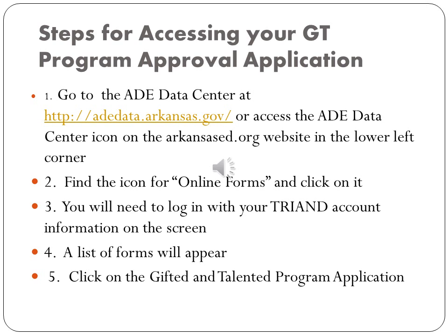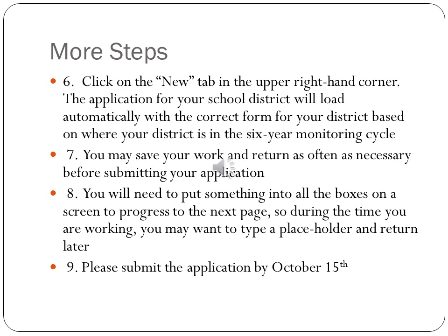You will need to log in with your Triand account information on that screen. A list of forms will appear. Click on the Gifted and Talented Program Application form. Click on the New tab in the upper right-hand corner. The application for your school district will load automatically with the correct form for your district based on where your district is in the 6-year monitoring cycle.